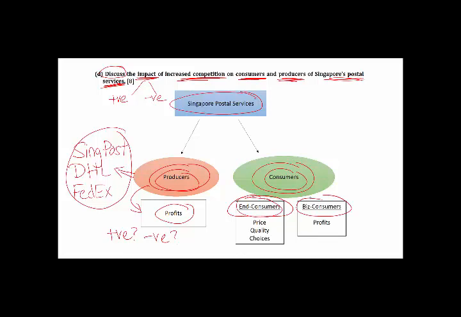So what is the impact on this group of consumers, as well as business consumers? When we look at end consumers like us, what is of utmost concern? I think importantly, we are concerned about price. We are also concerned about the quality of the services that we receive. And last but not least, the availability of choices. Am I only restricted to just one company, or can I have a selection of companies to choose from when I want to send my items? These are various aspects, and when I have increased competition, what happens to them? Positive or negative impact?